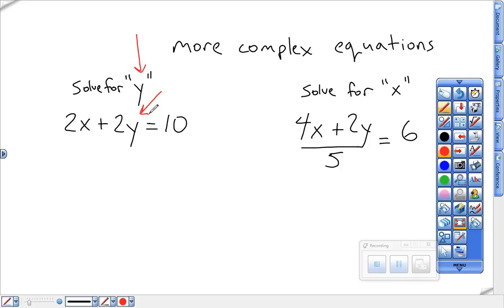Looking at that first one, I'm solving for y. So on these, make sure you know what they're having you solve for. You don't want to be solving for the wrong variable. So that first one, solving for y, I need to get rid of that 2x, and I need to get rid of that 10. So to get rid of that 2x, I'm going to subtract 2x on both sides. And then after that, to get rid of that 2 in front of y, I'm going to do the opposite of multiplying. So here we go.